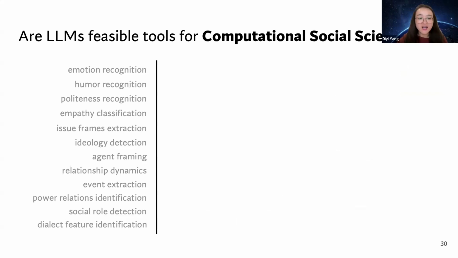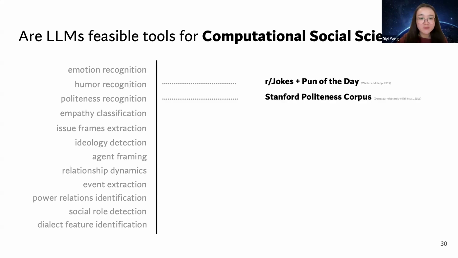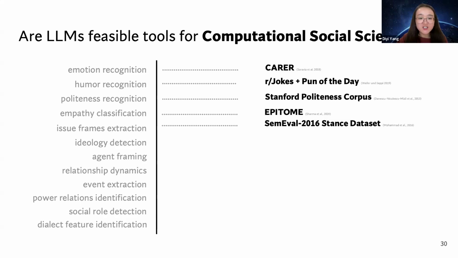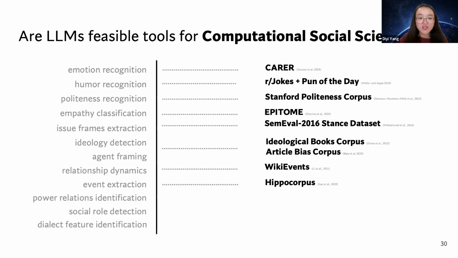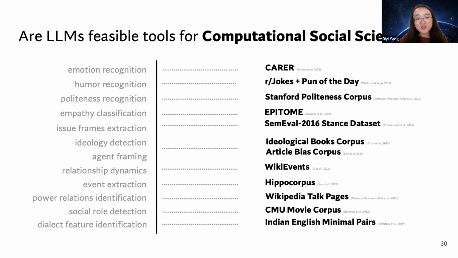And many of those tasks are not new. If you look at different research fields, not only in CSS but also in natural language processing or machine learning, you can see that there are a lot of datasets we can collect for each of the specific tasks here. So researchers have been building all sorts of datasets for those tasks.